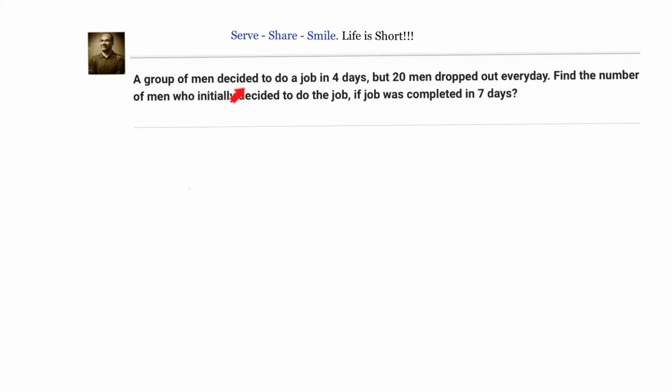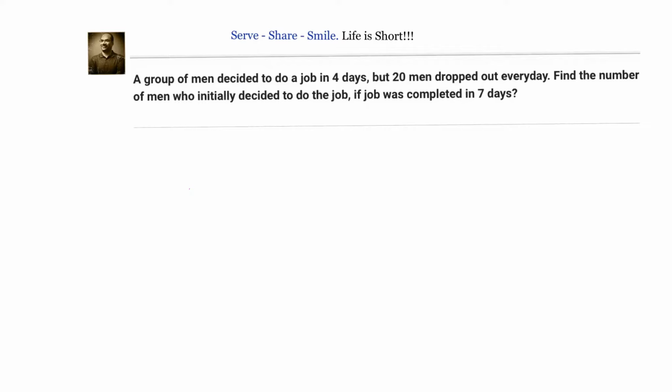A group of men decided to do a job in 4 days, but 20 men dropped out every day. Find the number of men who initially decided to do the job if the job was completed in 7 days. So this is a 10th grade arithmetic progression example.